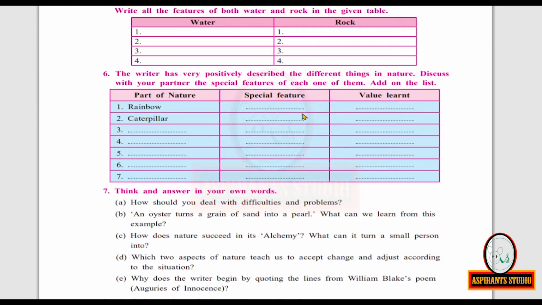So the second one, caterpillar. Under special feature, you write patience, acceptance. Under value learned, you can write, there is a bright and beautiful future ahead.